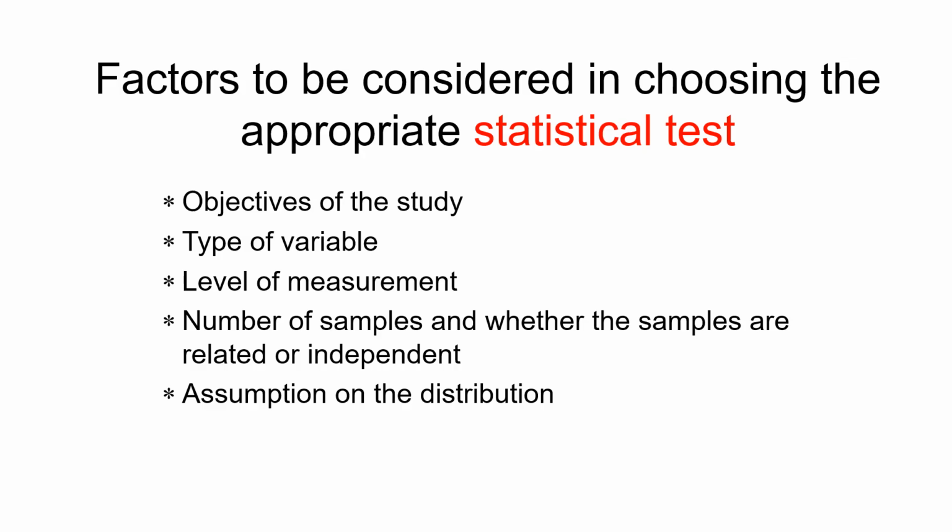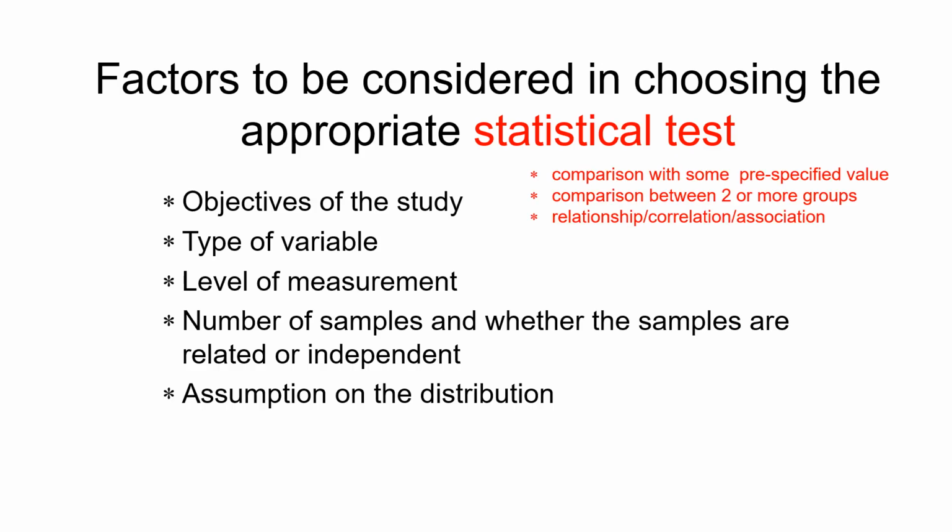There are several factors to consider in the choice of the statistical test, and all of these have to be taken into consideration simultaneously. As a review, the first factor to consider is the objective of the study, and it can fall into the following major types. First, comparison with some pre-specified value, be it a mean or a proportion. Second, comparison between two or more groups on a mean or a proportion. And third, relationship or correlation or association.